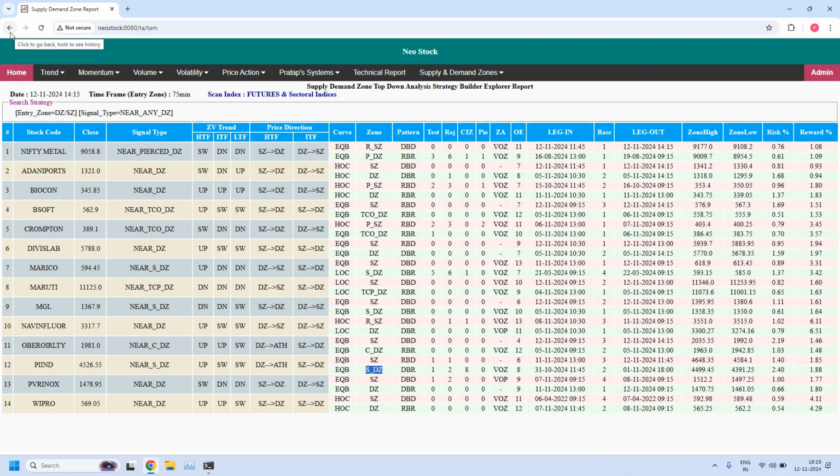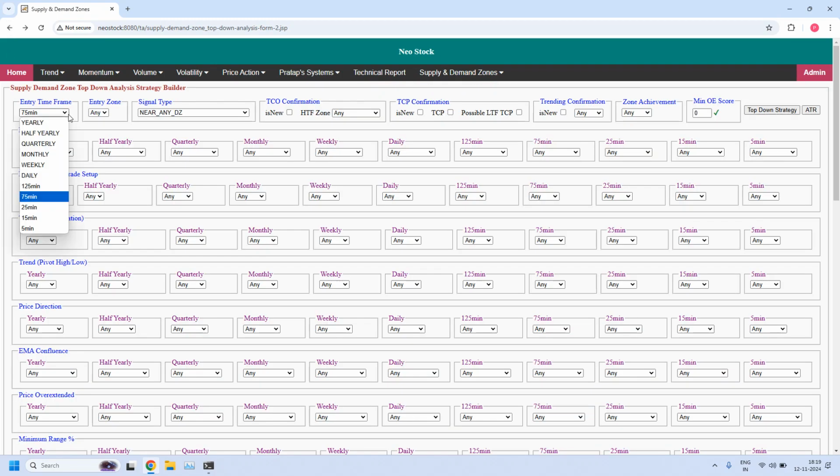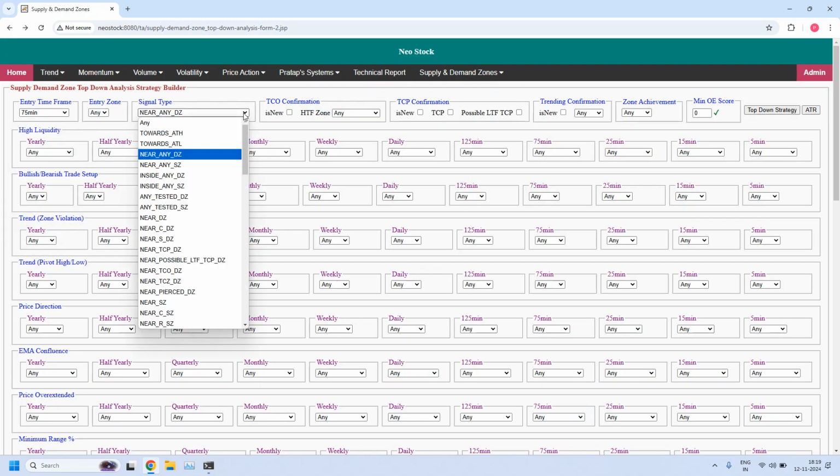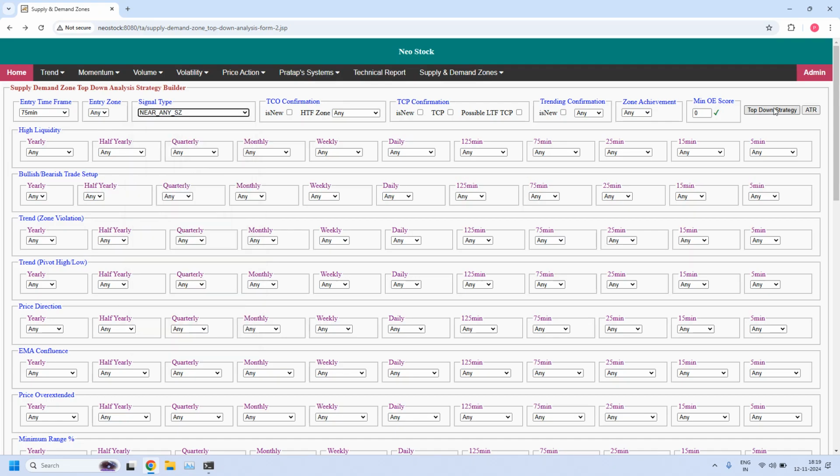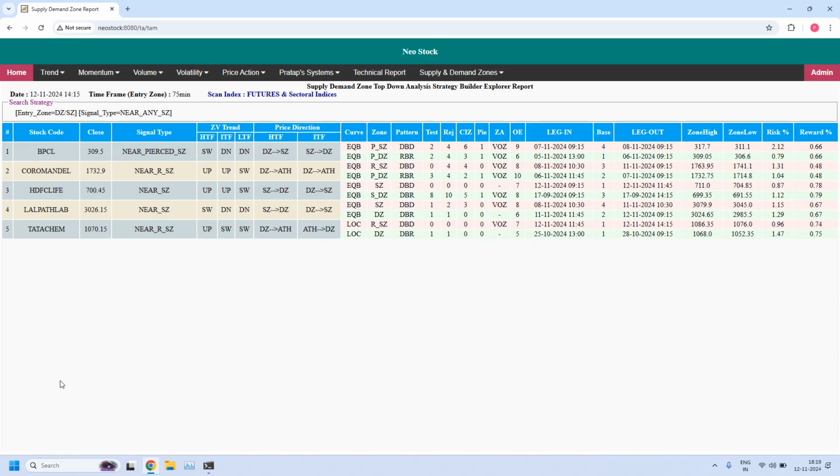Okay. Next, for the 75 minute time frame, let us find the stocks where price is near the 75 minute supply zone. 5 stocks are filtered. Let us identify high liquidity supply zones from this list. Coromandel, and Tata Chemicals. So we have 2 high liquidity supply zones.